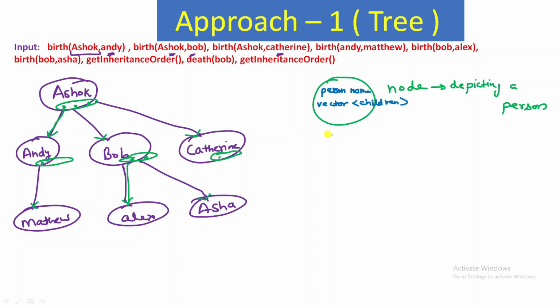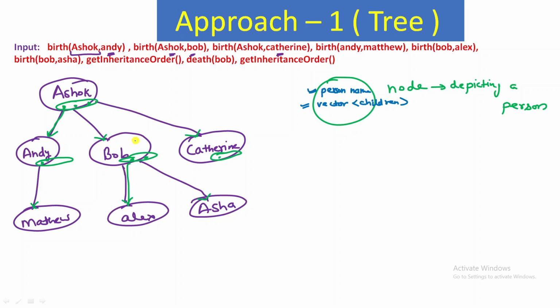So you saw there will be a node, and each node will have a person name, like Ashok, Andy, Bob. And then there will be a vector of children, that is, how many children this person has. And then there will be a third field also in each node. Can you tell me what will be the third field in each node? There will be a status field, that is, isAlive, whether a person is alive or not, because we have to take care of this status also, right, whether this person is alive or not.